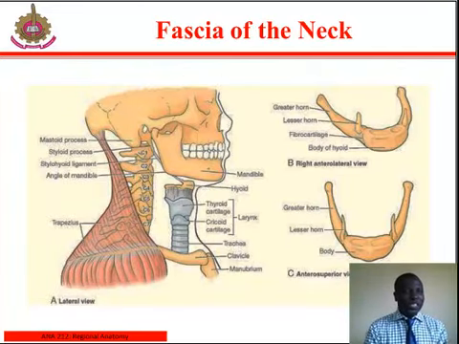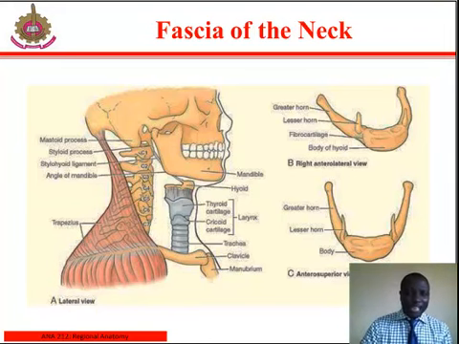Let's start with fascia of the neck. Structures in the neck are surrounded by a layer of fatty subcutaneous tissue, that is superficial fascia, and are compartmentalized by layers of deep cervical fascia. The fascial planes determine the direction in which an infection in the neck may spread.